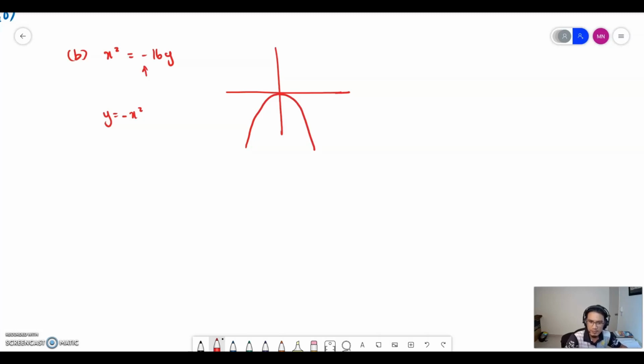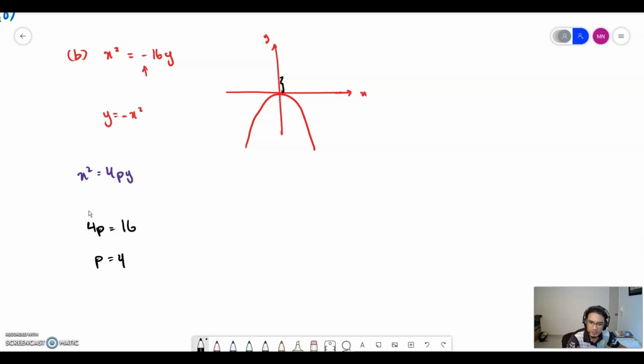Okay, this is our parabola, and don't forget to label the y and x axes. Then we want to identify the value of p. So x squared equals 4py, and we want to find the value of p. So we take 4p equal to 16. Just take 16, you don't have to take the negative number. The negative actually shows whether the parabola opens on the positive or negative region. So now we have p equal to 4.